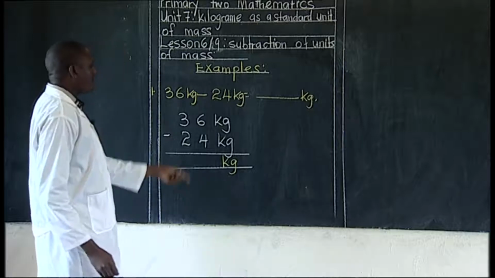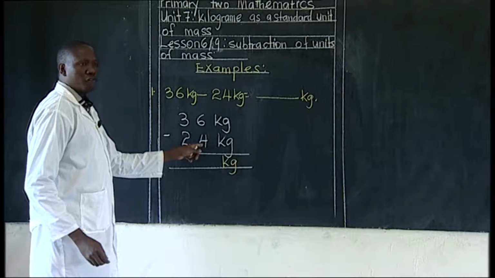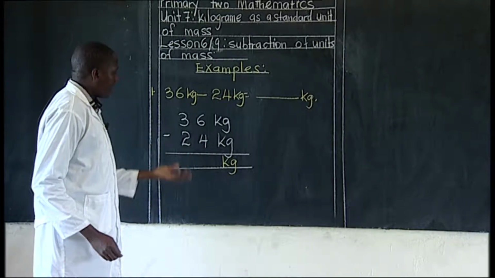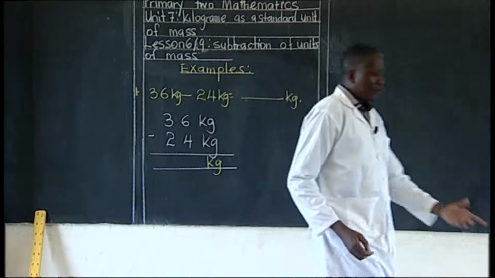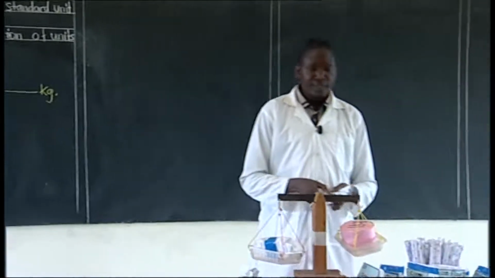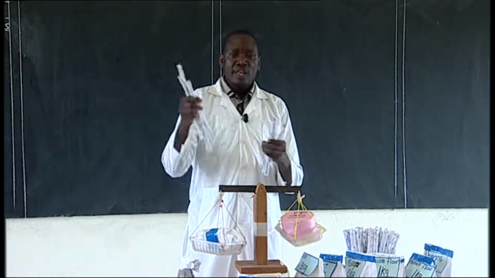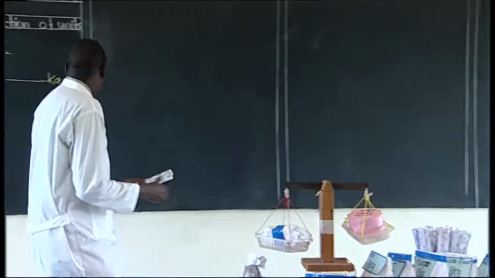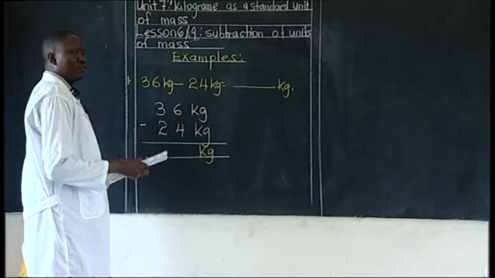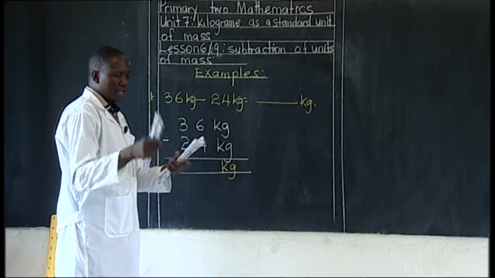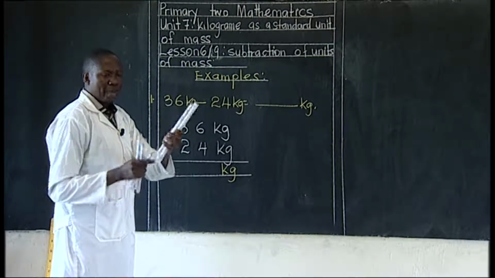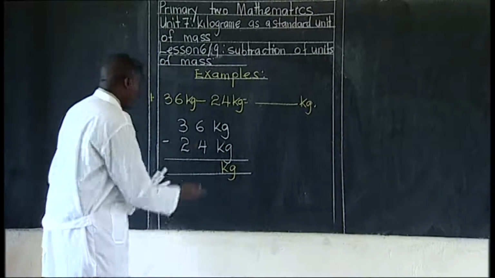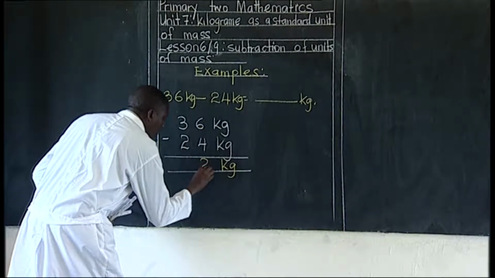Now, we shall have 6 take away 4. Do we know how to count? Good. If you don't know, you pick your 6 counters here. This is 1, 2, 3, 4, 5, 6. What are we going to subtract? Subtract 4. 1, 2, 3, 4. What are we left with here, children? We have 2. Excellent. So we have 2.